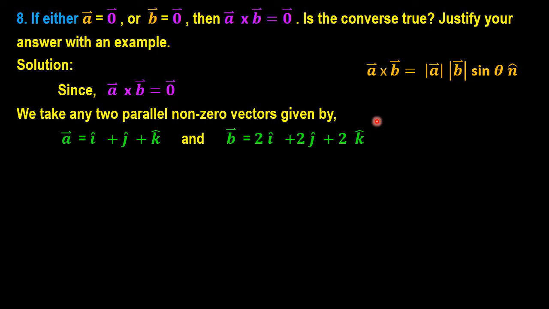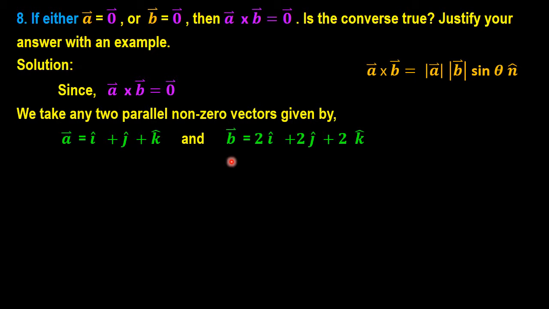So let me write any two parallel vectors as A equals i plus j plus k and B equals 2i plus 2j plus 2k. To write any two parallel vectors, first we assume any vector like A equals i plus j plus k, and then on the right hand side we multiply by any scalar number like 2, 3, 4 throughout, and after multiplying we will get another vector. That vector will be parallel to the previous vector. So these A and B vectors are parallel.